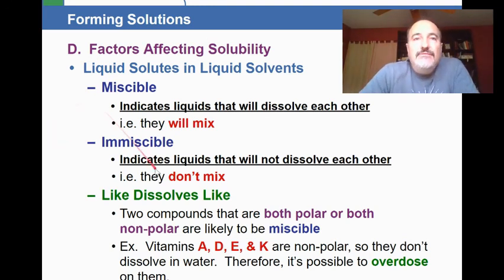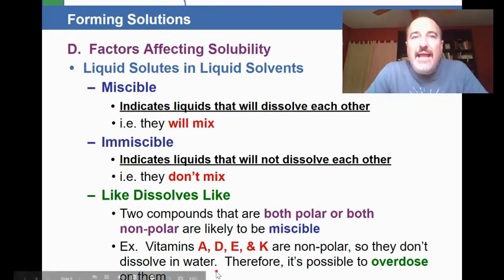Now, one way to remember which ones you can overdose on: if you notice, these four, A, D, E, K, they kind of spell addict. And who overdoses on drugs but drug addicts? Okay, so that's something to help you remember that A, D, E, and K are non-polar and you can overdose on them.